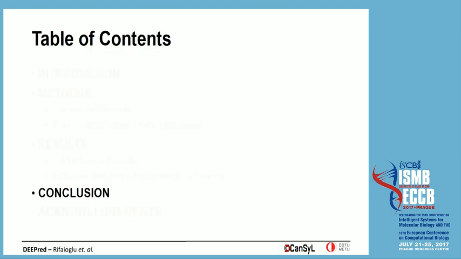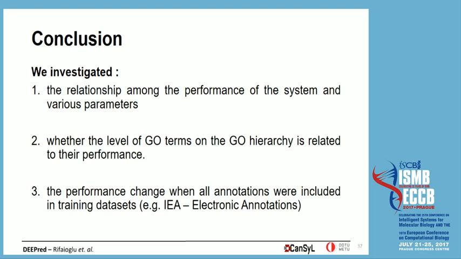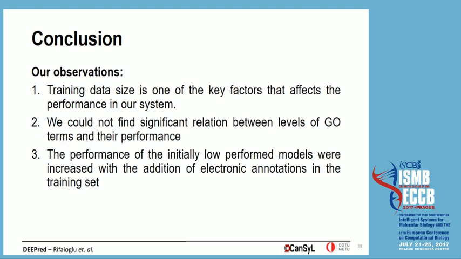As a conclusion, we investigated the relationship among the performance of the system and the various parameters. And we also investigated whether the level of Go terms on the Go hierarchy is related to their performance, and how the performance changed when all annotations were included in the training data set. Our observations were that the training data set is one of the key factors that affects the performance of our system. And we could not find any correlation between the levels of Go terms on Go hierarchy and their performance.